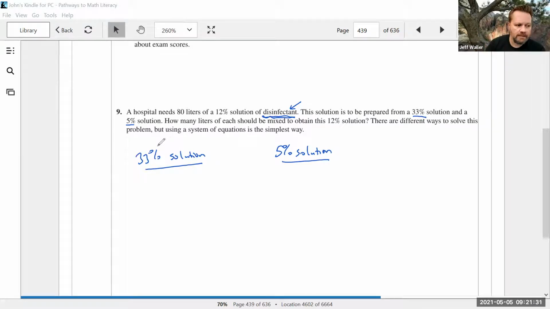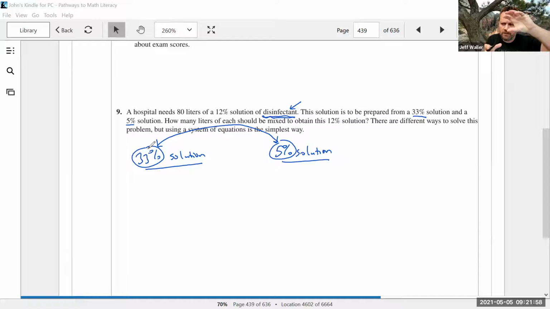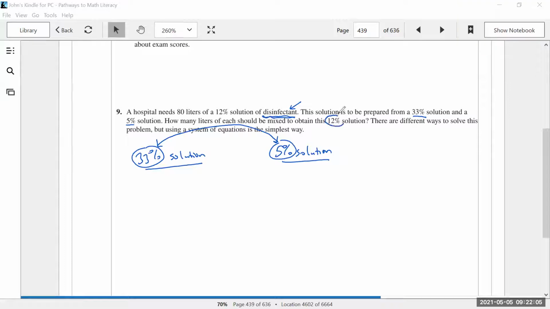So if I mix these two together, isn't the end result going to be somewhere in the middle? So if I put 5% into the 33%, isn't that going to dilute it? Isn't it going to make it less potent? Does that make sense physically? Do you guys understand what I'm saying? Yes. If I have a 5% solution and I pour it into a 33% solution, it's going to become 32%, 31%, 30%, 29%. So it makes sense that eventually I would get it down to 12%.